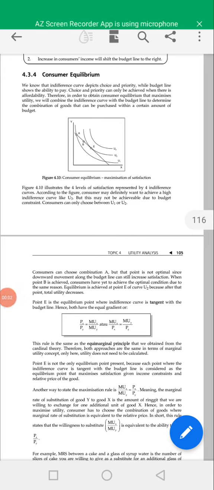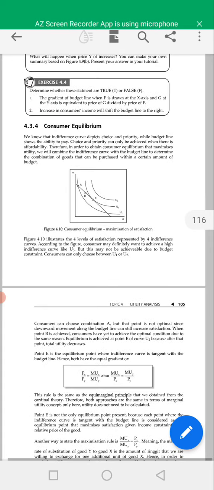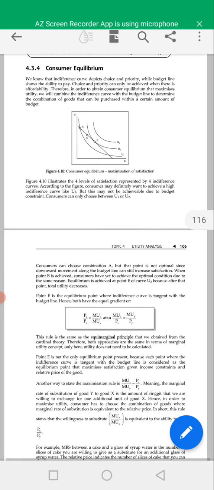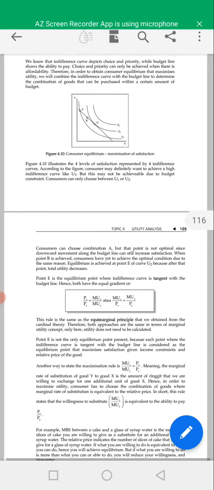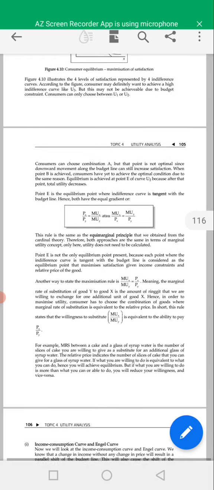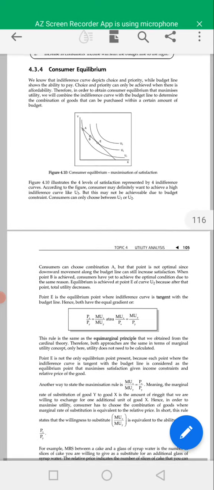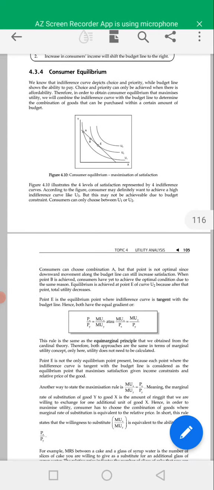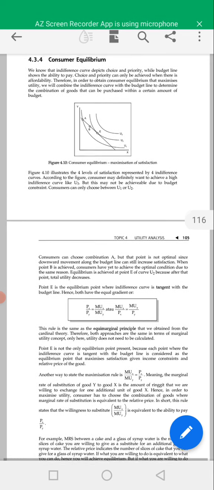Hello, hope you're okay and hope you managed to access my previous class on the budget line and the different scales. So today I'll continue from there and we're going to talk about consumer equilibrium, which is the last part of this topic. Once you understand consumer equilibrium, then I can safely say you're okay with consumer theory.